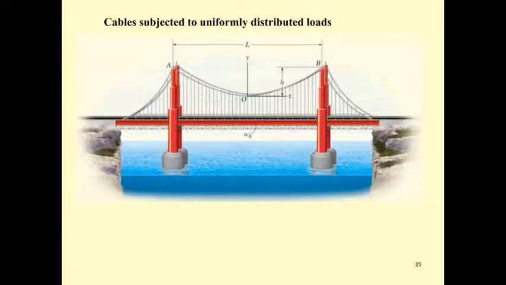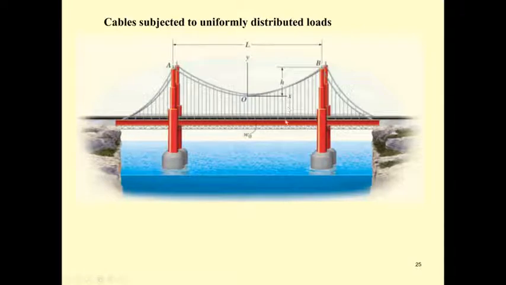Okay, this is the second clip for the lecture on the cable. The cable that we are interested in can be classified into two types. One is subjected to a concentrated or point load, and another one is subjected to a uniformly distributed load. What is the difference between them? The difference is based on the anchor, also the size of the cable.